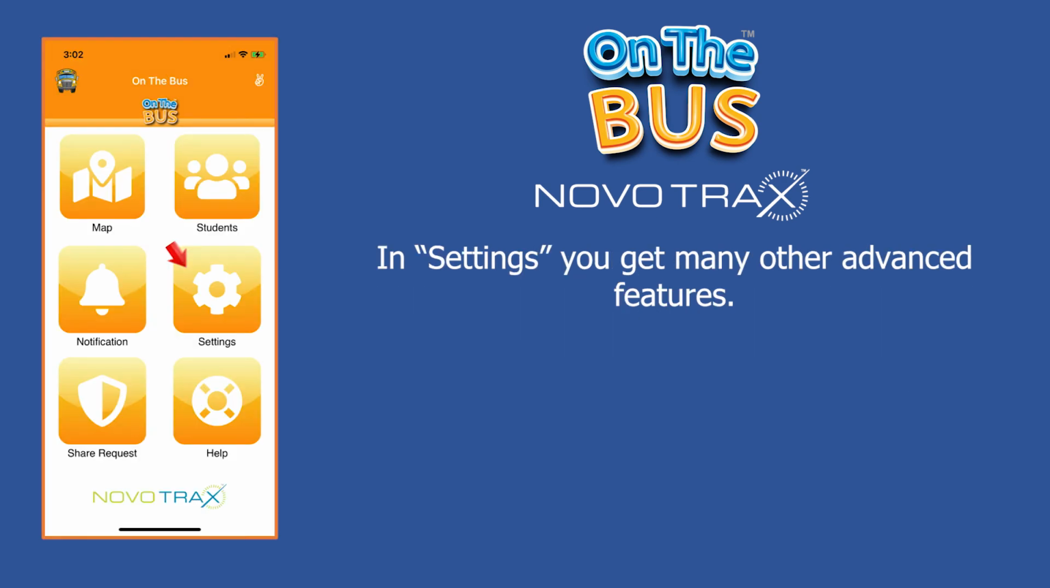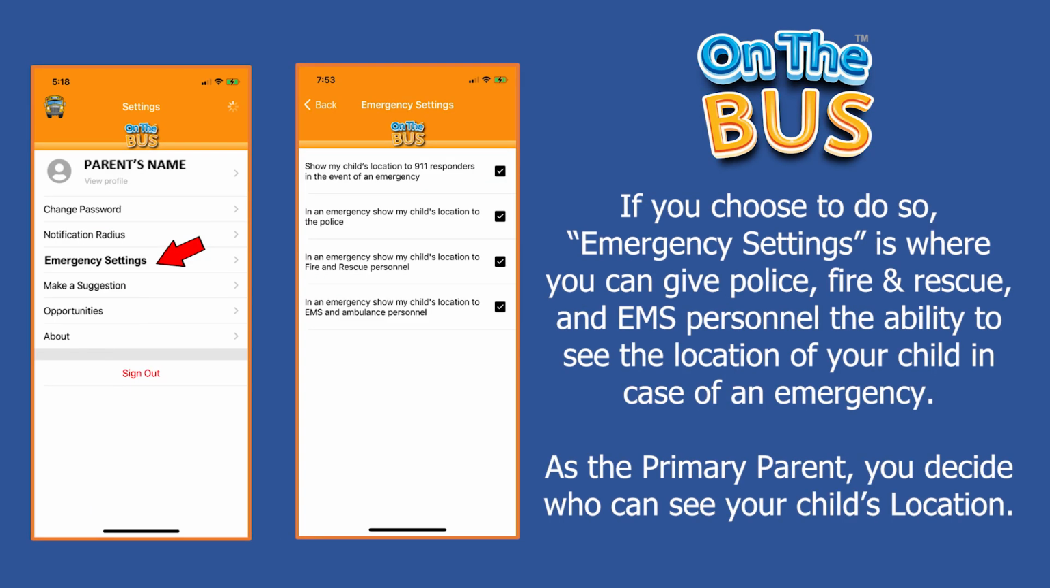In Settings, you get many other advanced features. If you choose to do so, Emergency Settings is where you can give police, fire and rescue, and EMS personnel the ability to see the location of your child in case of an emergency. As the primary parent, you decide who can see your child's location.